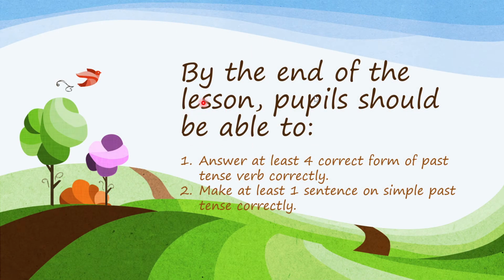Alright, this is our objectives for today's lesson. By the end of the lesson, pupils, that is you, should be able to answer at least 4 correct forms of past tense verb correctly. Make at least one sentence on simple past tense correctly. Okay? It's a rather simple objectives for today's lesson. I hope all of you can do it nicely.